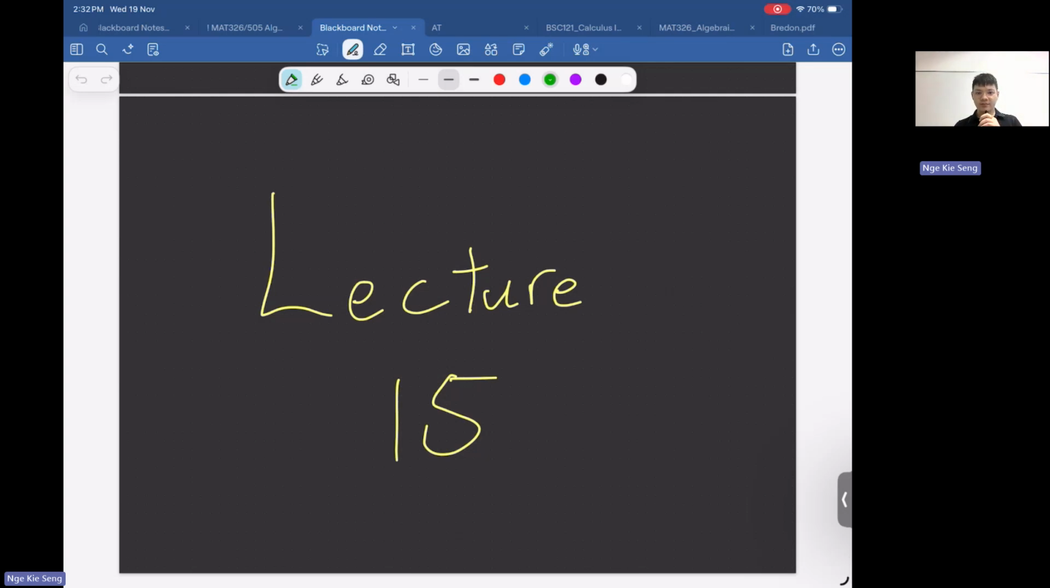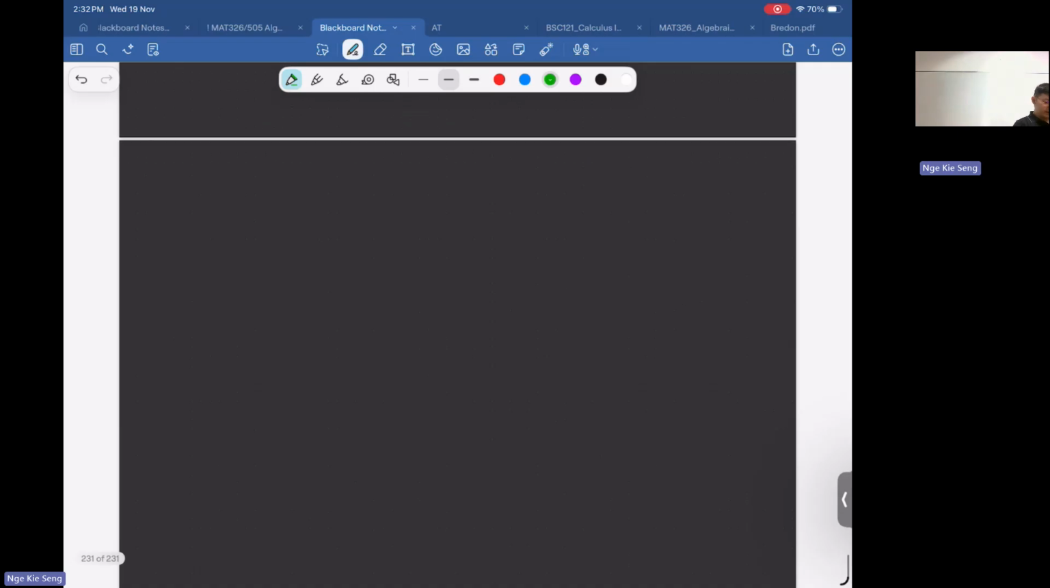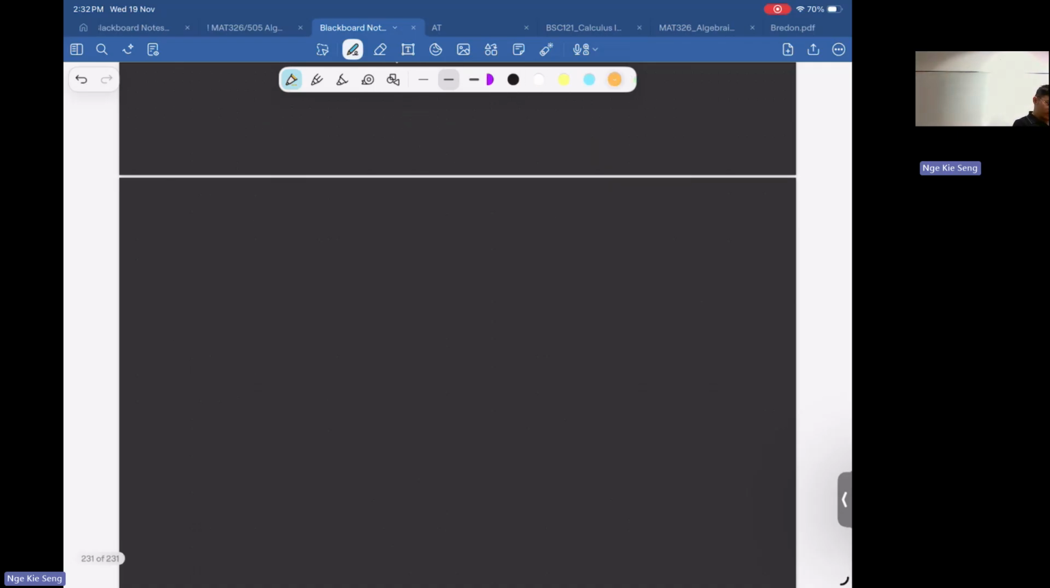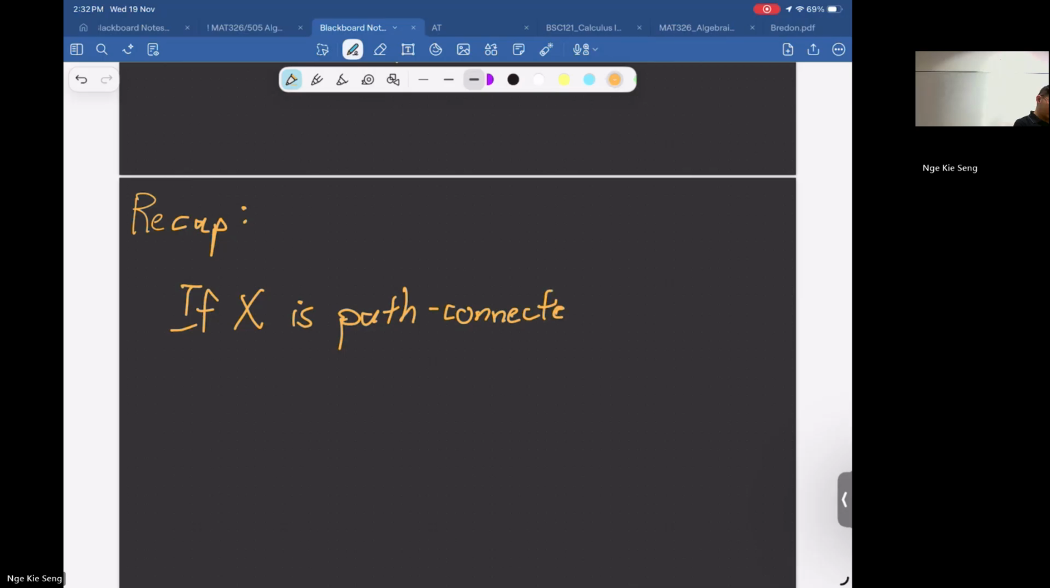Okay, let's continue from Monday. So do you remember the important thing that we deduced on Monday or not? If X is path connected, then H0 of X is just Z.